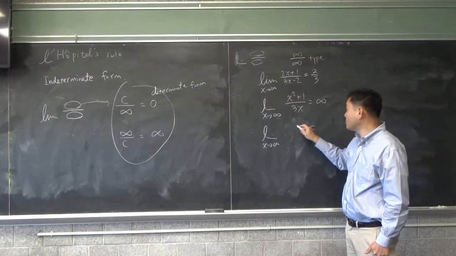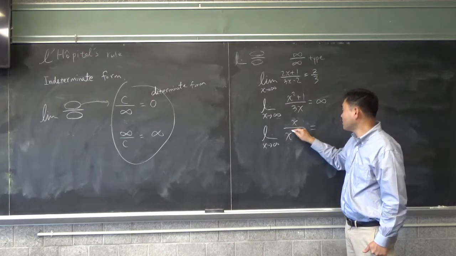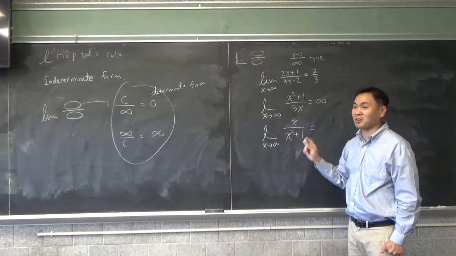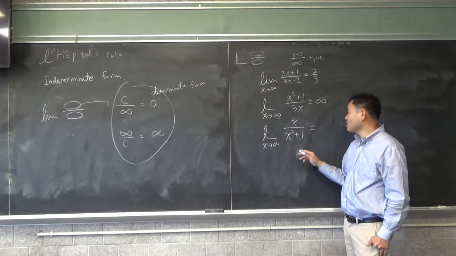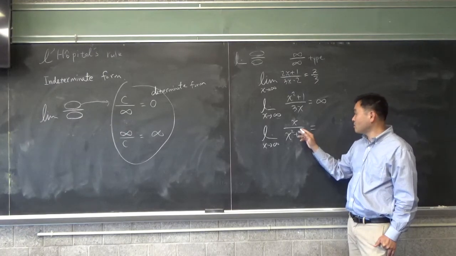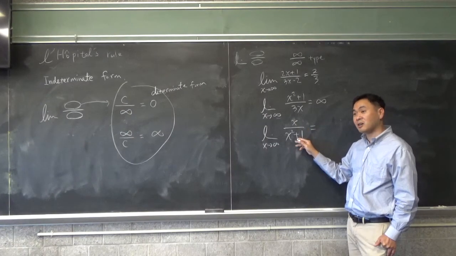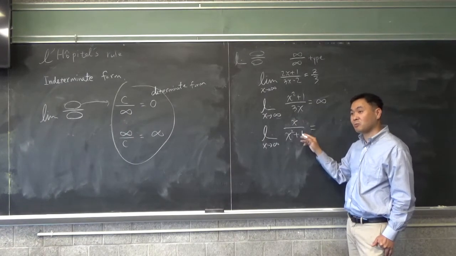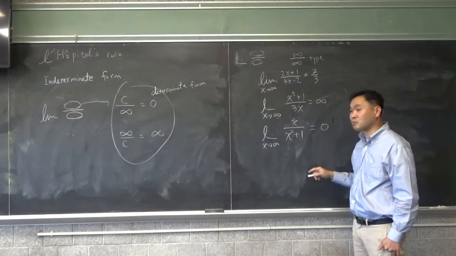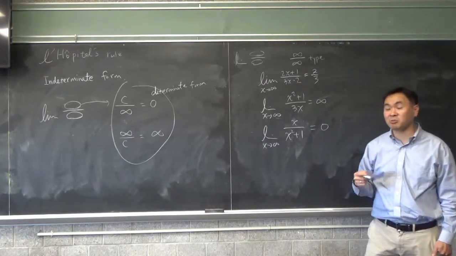X over x squared? Let's put x squared plus 1, so you can't simplify. So that'll be an example where this does go to infinity, this also goes to infinity, and then the ratio will go to 0 because the denominator goes to infinity much faster.